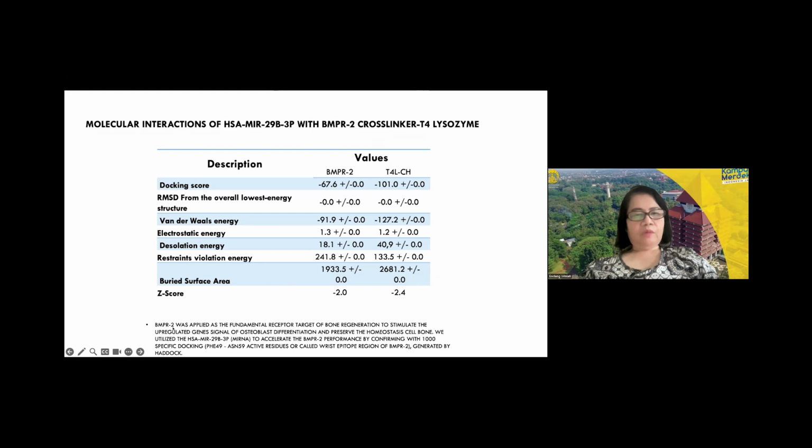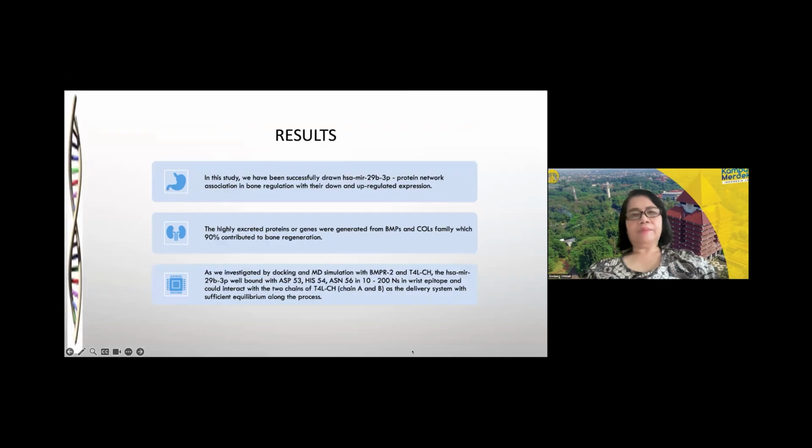conclude that bone morphogenic protein 2 was applied as the fundamental receptor target of bone regeneration to stimulate the upregulated gene signal of osteoblast differentiation and preserve bone cell homeostasis. And we utilize this microRNA to accelerate bone morphogenic protein 2 performance by confirming target-specific docking. This docking was generated by a docking application.